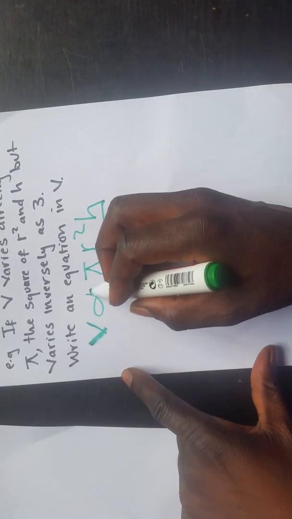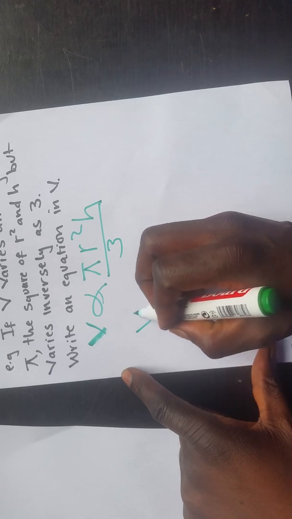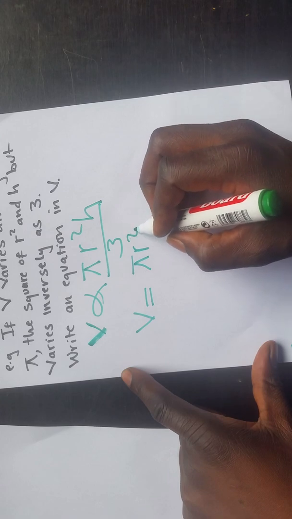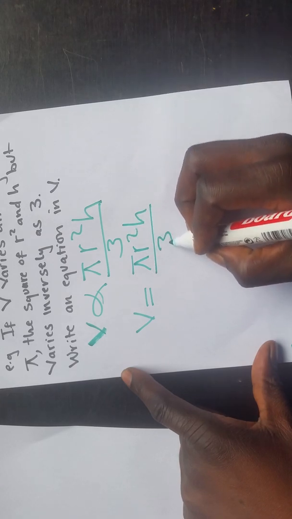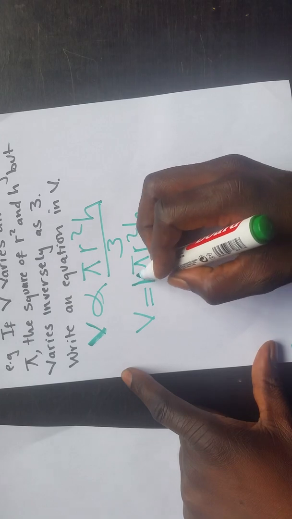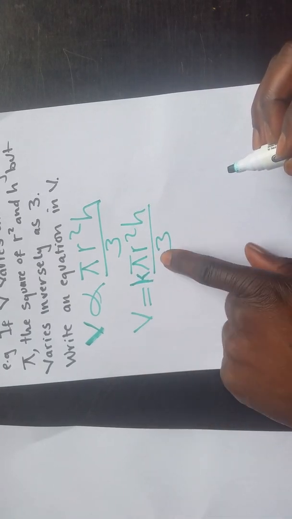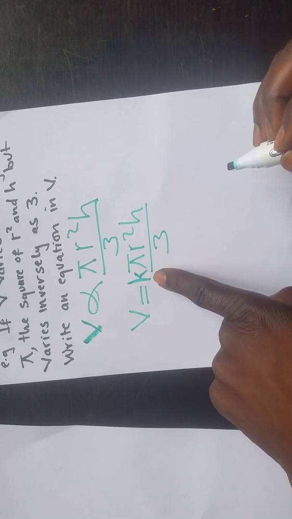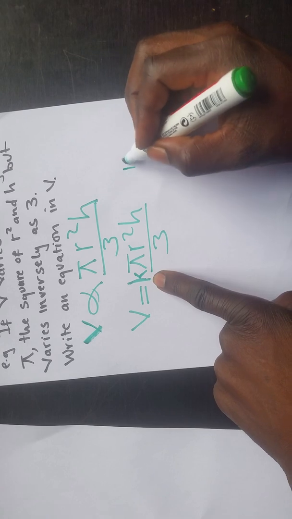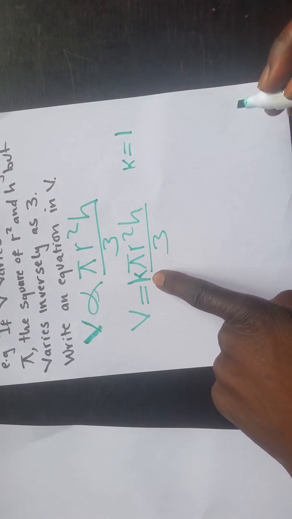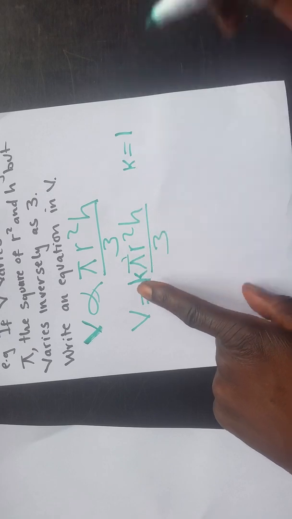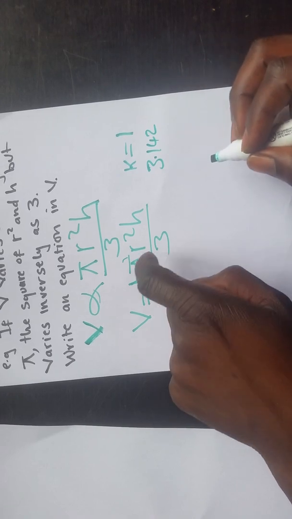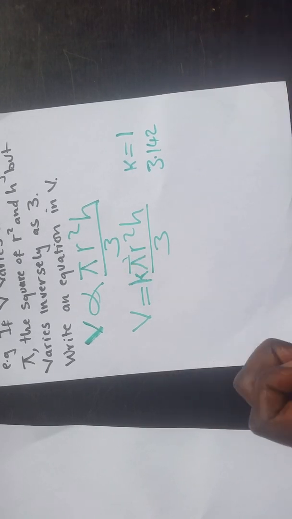Okay, so to replace now this variation sign with an equal to sign, v is equal to pi r squared h over 3. Now we introduce a constant also as we replace the variation sign. So this is the formula for volume. I'm sure you have come across this formula. It's for volume, but we don't usually show k when you're calculating volume. Why? Because this k is always 1. Actually, pi itself is a constant, and it's 3.142. That's our constant. We use pi for constant.